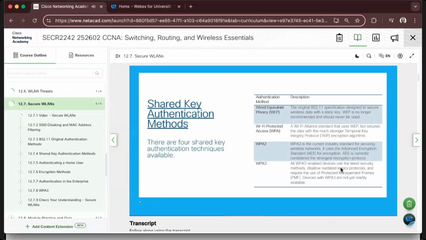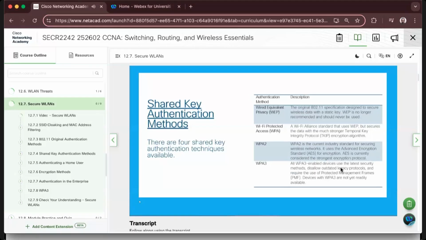We have WEP, Wired Equivalent Privacy. Sounds great, but this is one of the original 802.11 specifications, and this was designed to secure wireless data using a static key. What that means is it's not very secure, and WEP is not recommended. It should never be used.